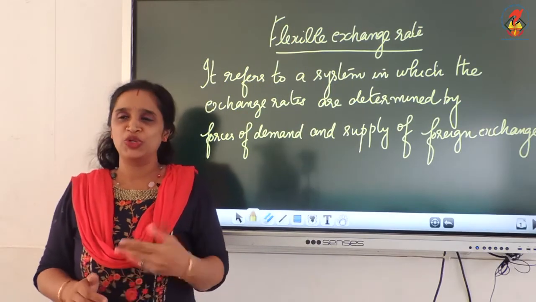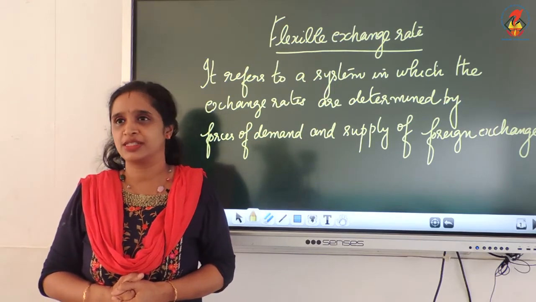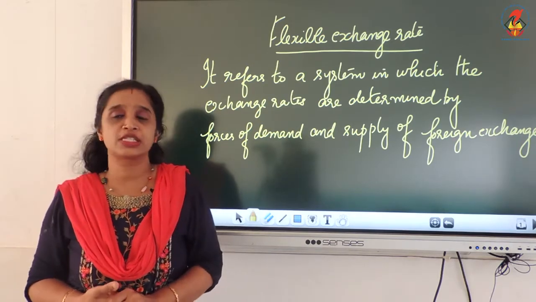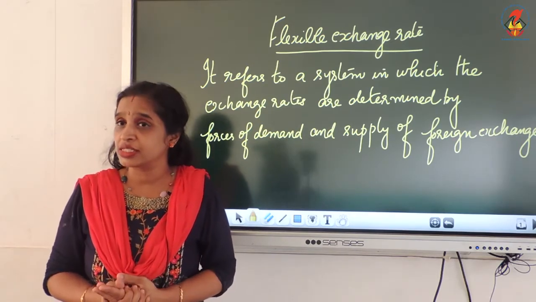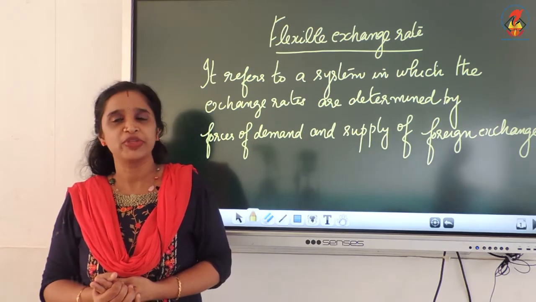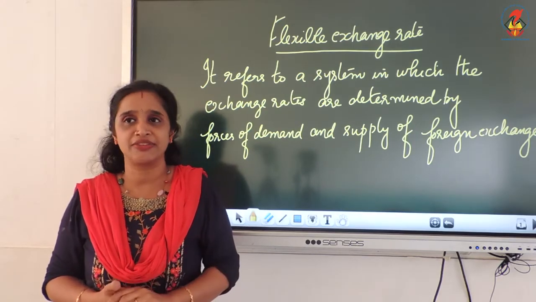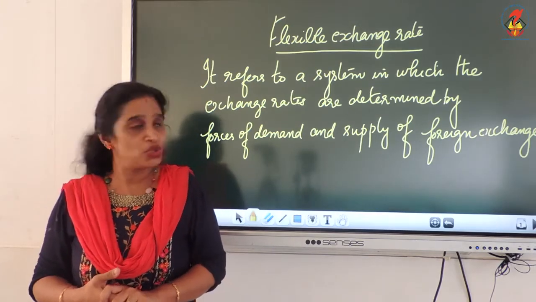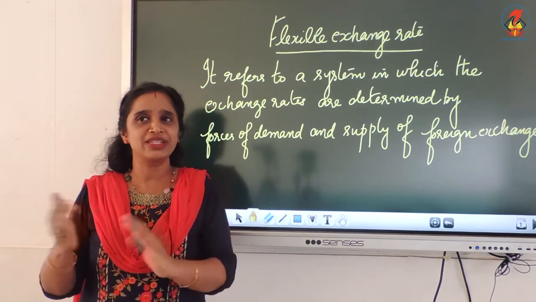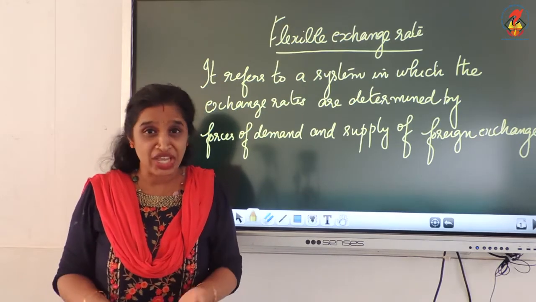Children, now we will move on to the next type of exchange rate, that is flexible exchange rate system. In the beginning itself I told you there are three types of exchange rate system. They are fixed exchange rate system, flexible exchange rate system and managed floating. So we finished with fixed exchange rate system, its merits, demerits and features. Now we will move on to the next one, flexible exchange rate system. From the name itself it is very clear to you, it is flexible, always it is changing.